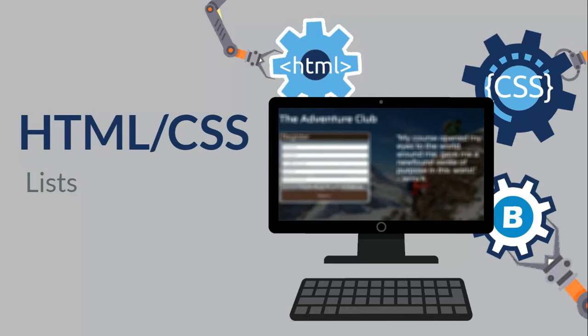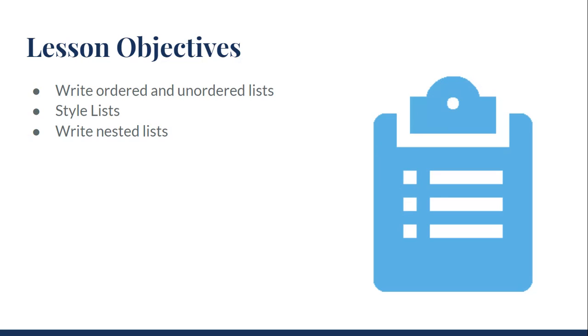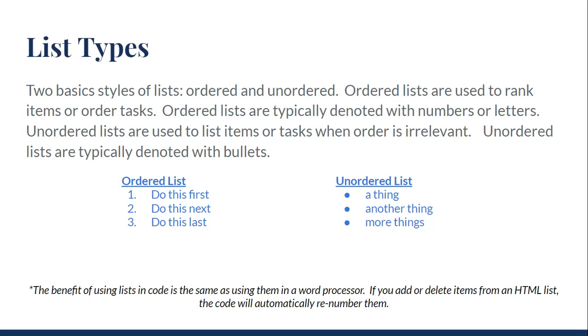All right, welcome back to our series on web design with HTML and CSS. In this episode, we're going to talk about lists. So we're going to learn how to write ordered and unordered lists. We're going to learn how to style lists, and we're going to learn how to write a nested list.